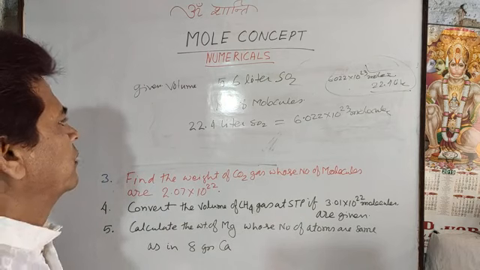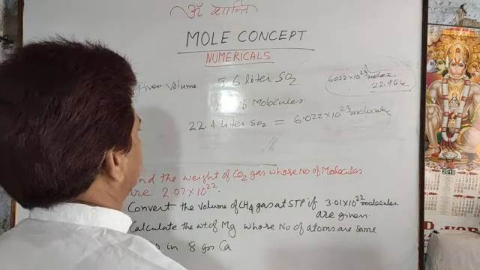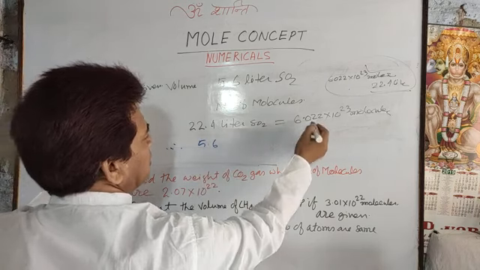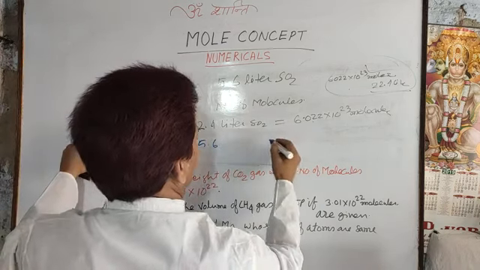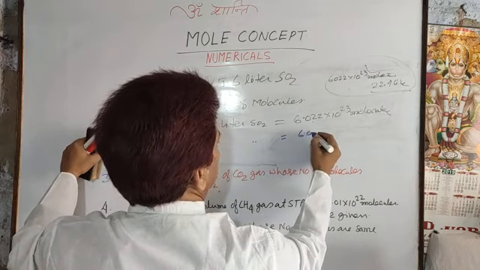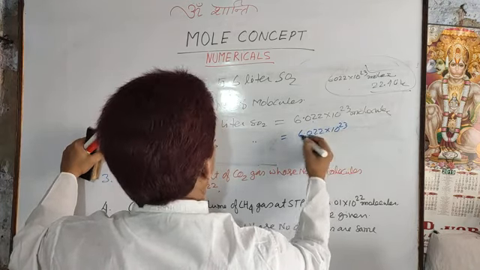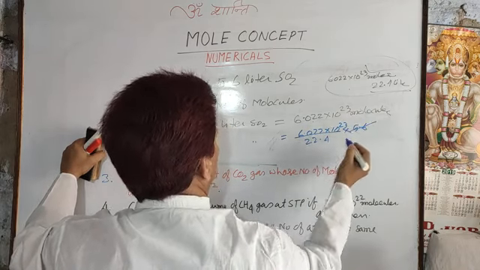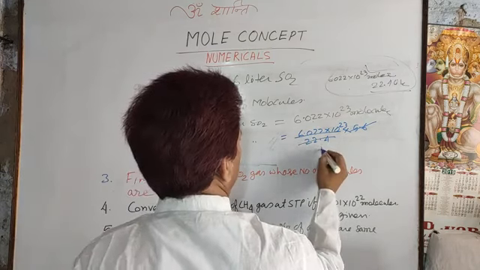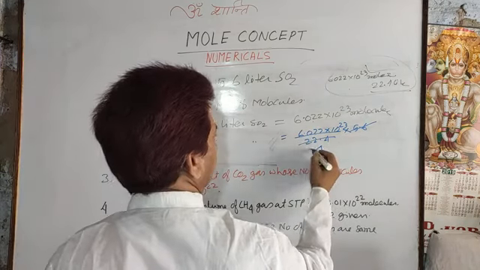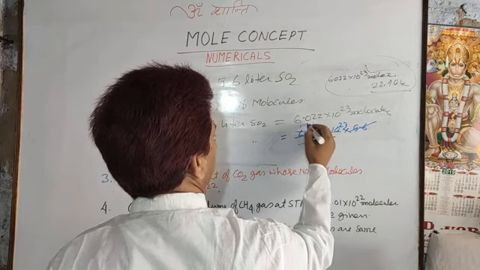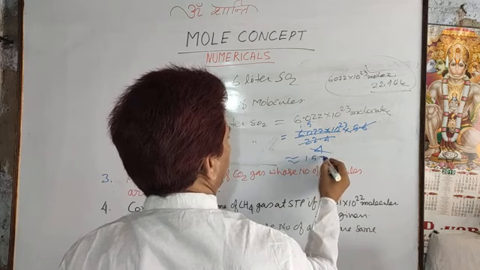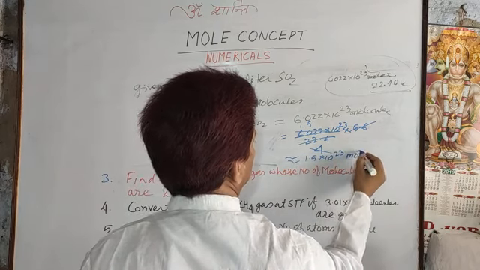So, in the given data, 5.6 liter. Therefore, in 22.4 liter there are 6.022 × 10^23 molecules, and in 5.6 liter multiply by that. So, 6.022 × 10^23 by 22.4 into 5.6. Cancelling, 4 times 22.4 is 22.4 and 4 ones are 4, 4 fives are 20. So approximately you can write 1.5 × 10^23 molecules.